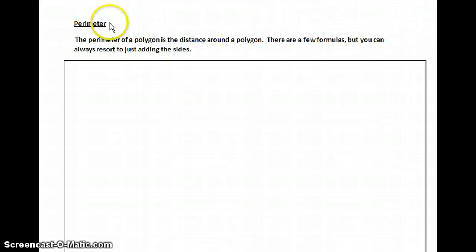Tonight I'm going to be talking to you about perimeter and area of polygons. I'm going to start with perimeter, and the perimeter is basically the distance around a polygon. There are some formulas, but you can always just resort to adding the sides.